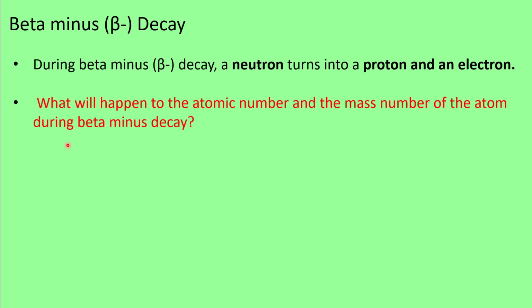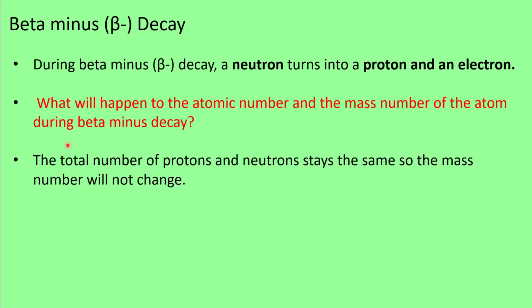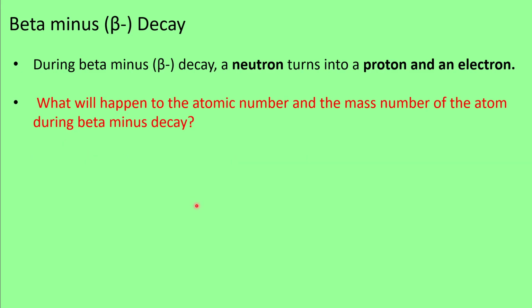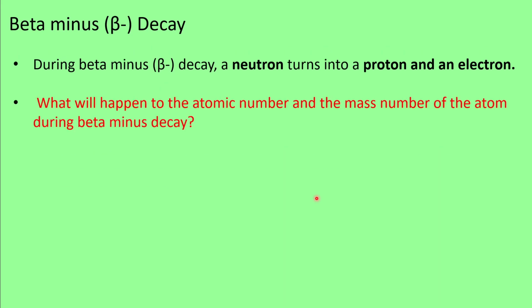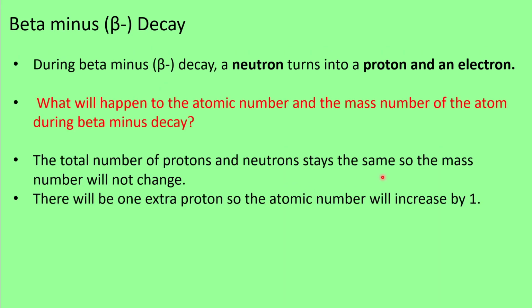So what will happen to the atomic number and the mass number during beta minus decay? Well, the total number of protons and neutrons stays the same, so the mass number will not change. One neutron becomes one proton, the mass number is not going to change. But the atomic number is going to go up by 1. You've gained a proton. Remember, the atomic number is just the number of protons, so the proton or atomic number is going to go up by 1.